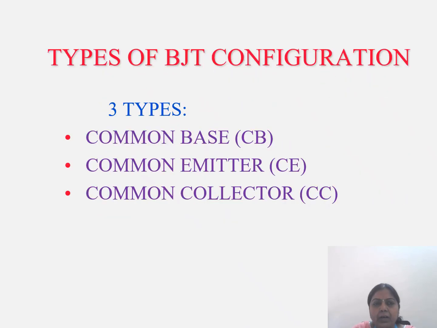Then the configurations of a bipolar junction transistor, based on the three terminals, can be classified as common base, common emitter and common collector. In these, the common emitter configuration is generally preferred compared to the others because it has high voltage gain, current gain and power gain. Then the ratio of the input resistance to the output resistance is moderate in this one. Therefore, the common emitter configuration is widely preferred compared to the others.